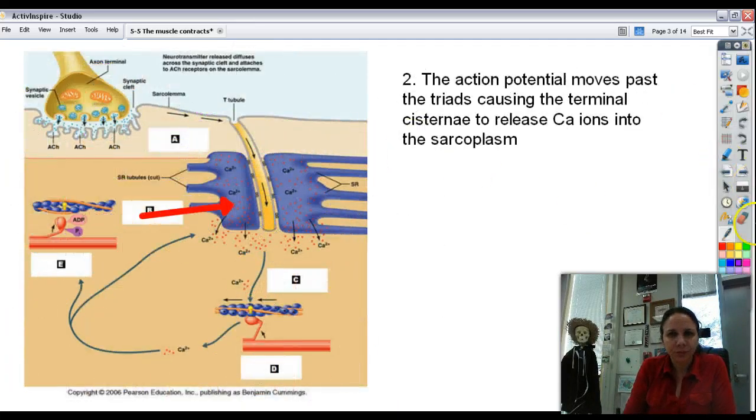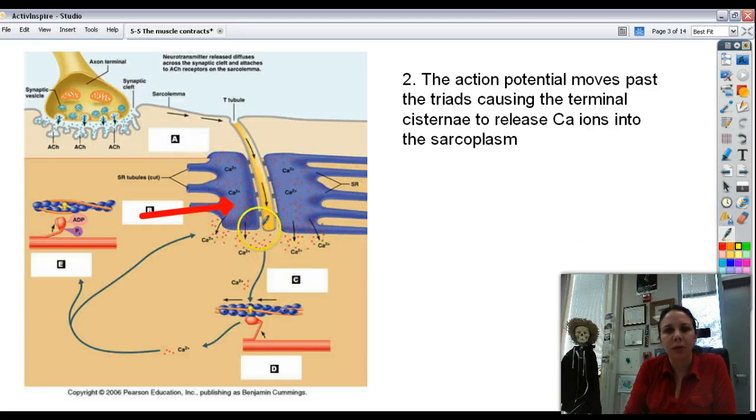Step 2. The action potential moves past the triads. As it goes past, everybody in here says, oh, there they went, and that causes the terminal cisternae, which are these areas right here, to release the calcium out into the sarcoplasm, which is the cytoplasm of the muscle cell. So what's happening is that the action potential doesn't jump over to the other side, but it's like all these guys are inside and they're just waiting. They're sitting there staring, and they're like, wait. And then once the wave goes by, that's their signal. Okay, time to go. And so that tells them, jump out, we're free.